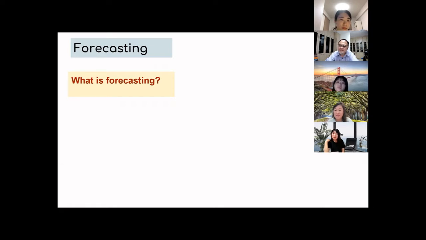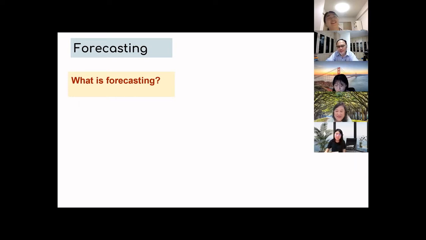Forecasting? Forecasting wa nan desu ka? 予測. Yosoku wa do you imi desu ka? 予測, forecast. Forecasting. Okay. Another word for forecast. Okay, Akiko, what is forecasting? Predict the future. Predict the future. The word is predict the future.